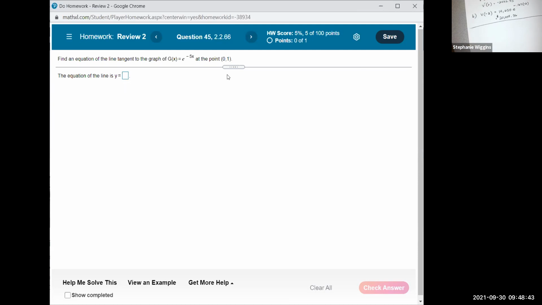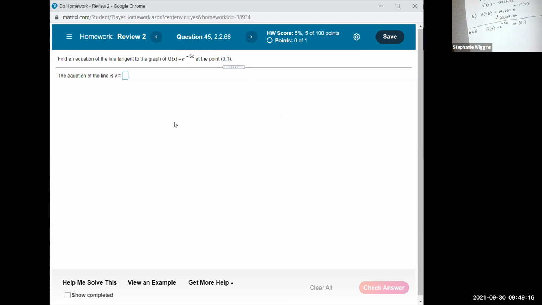So this time, because we're talking about exponential functions, the function given to you is an exponential function. And what is an exponential function? It's a function where the exponent is a variable. So we are given this function g of x equals e, that's a constant, approximately 2.7, to the power of -5x. The exponent is a variable, and we want to calculate it at the point (0, 1).